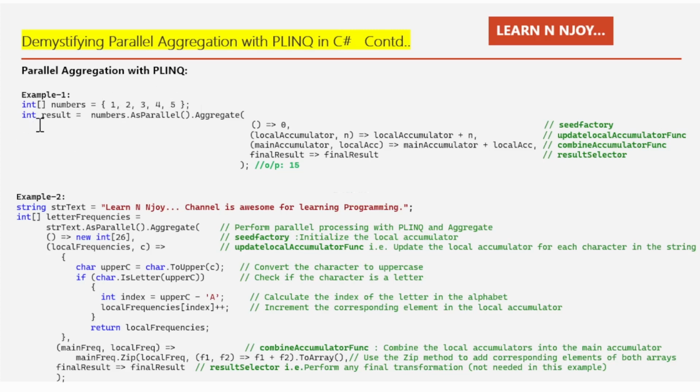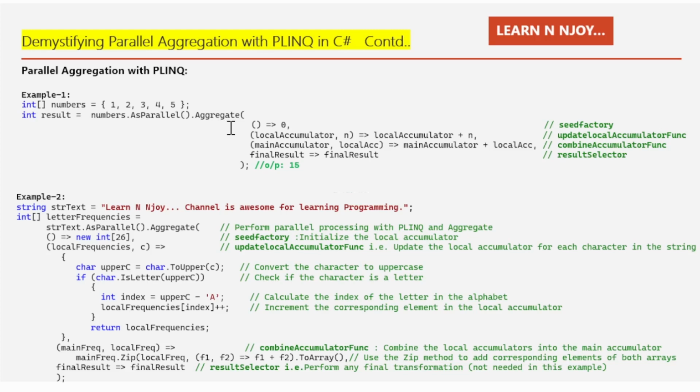Now I have written int results is equal to numbers dot AsParallel dot Aggregate. So let's understand it step by step. Here I have written numbers dot AsParallel. So AsParallel converts the array numbers into a parallel query. So basically it is enabling parallel processing. Now I have written the Aggregate. So Aggregate performs an aggregation operation on elements of the array in parallel.